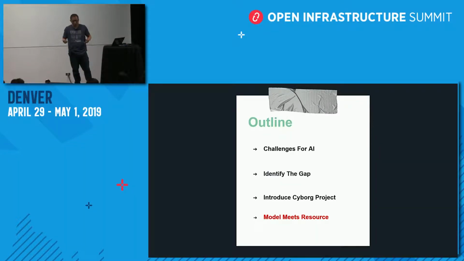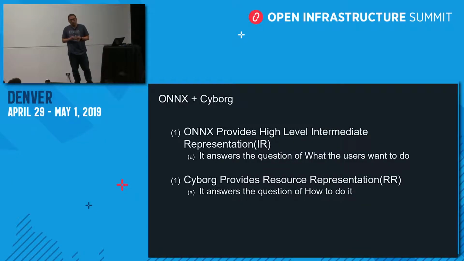Now we have Cyborg and we have ONNX, and we try to close the loop here. So ONNX plus Cyborg, what can it offer? ONNX provides a high-level intermediate representation, an IR, of the operation that the user wants to do. If you come from a compiler world, IR is probably very familiar to you. It's just an abstraction of the operation you want to do on the hardware. So it answers the question of what the user wants to do.